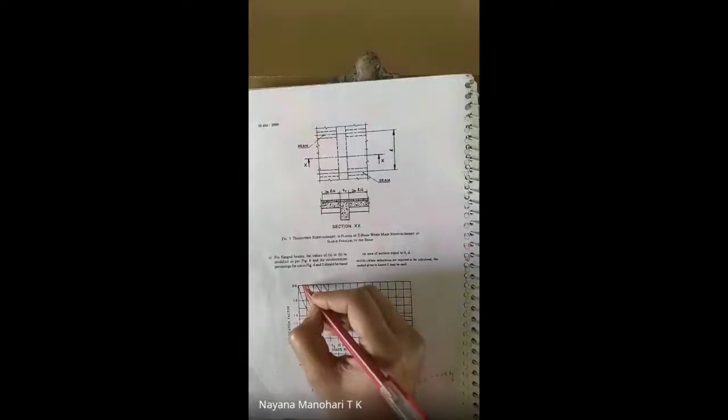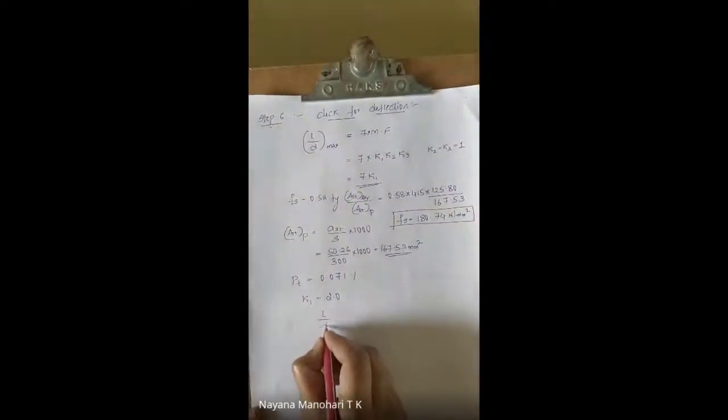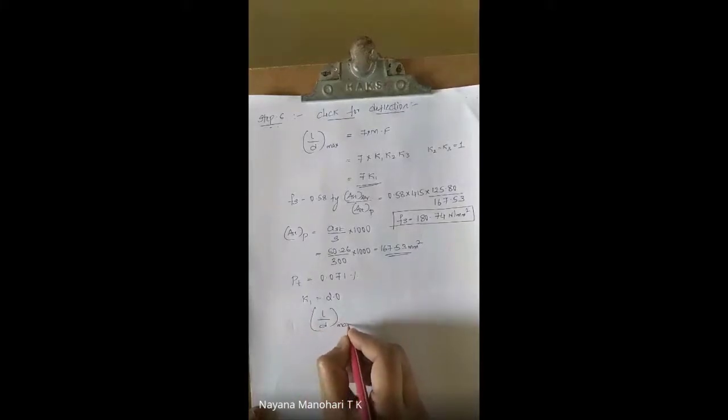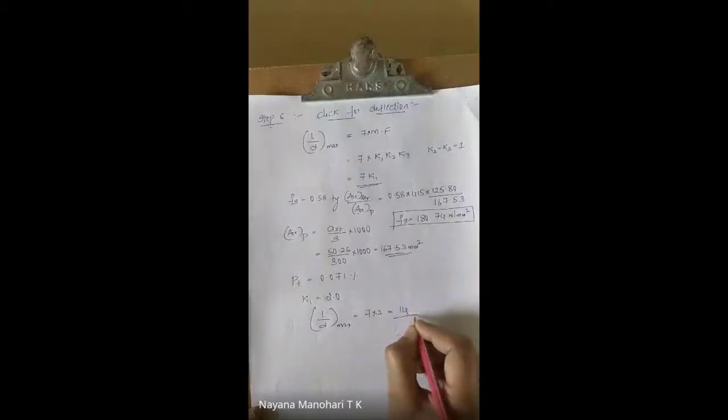When it extends beyond this curve, restrict that value to 2. Take the modification factor as 2 itself. If the curve extends beyond this value of 2, the maximum value is 2. Then take that K value as 2 itself. In this case, the K1 value is 2.0. Substitute that value: L by D max will be equal to 7 into 2, that will be equal to 14.